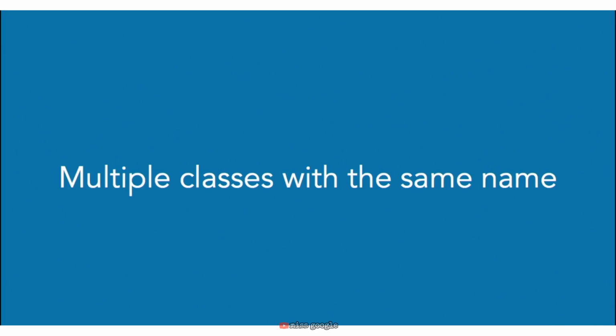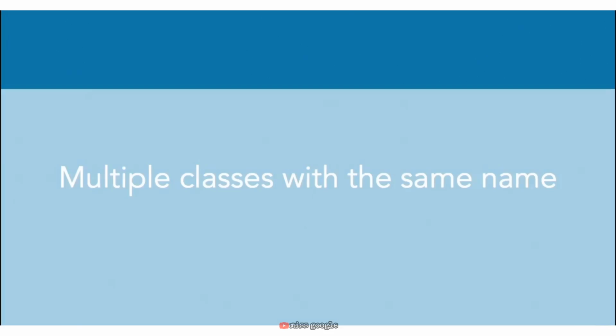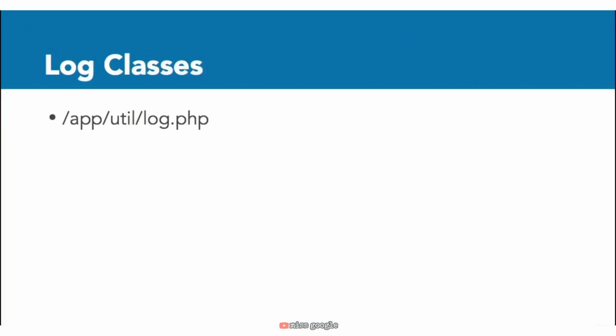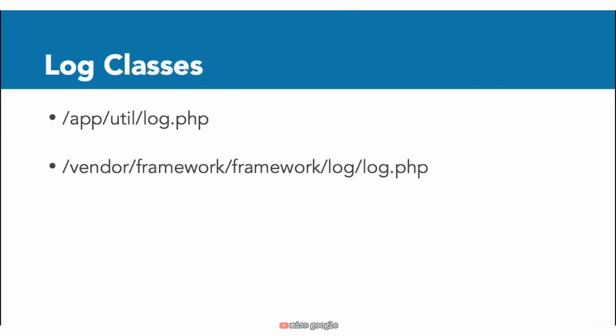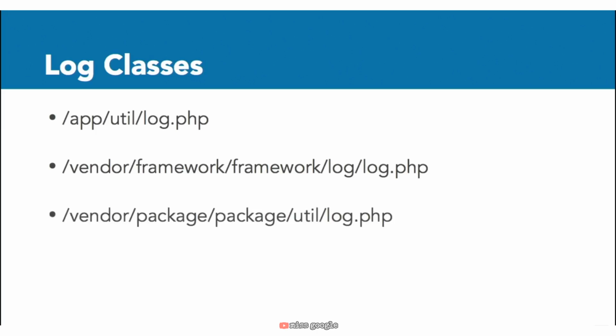Namespaces give us the ability to tell our code, okay, you can be named log, but only along this particular path. And you can also have the name log, but it's along this other particular different path, such as app, util, log.php. And you can also have the name log class available at vendor, framework, log, log.php. And again, a third log class available at vendor, package, util, log.php. In essence, we get to tell our code, rather than use the first version of the log class you find, use this version along this particular namespace.